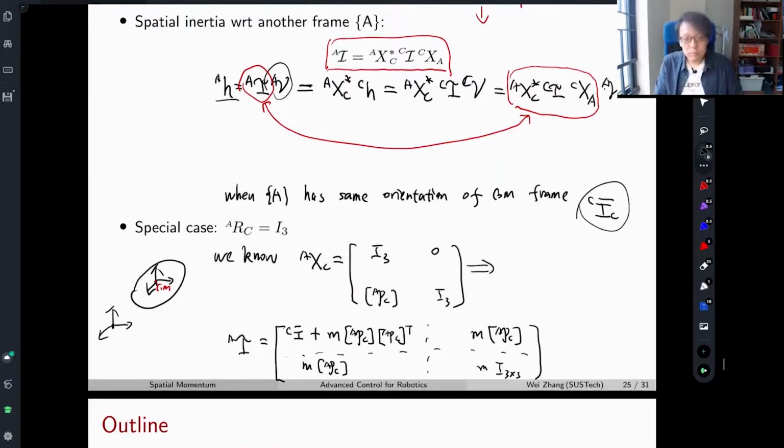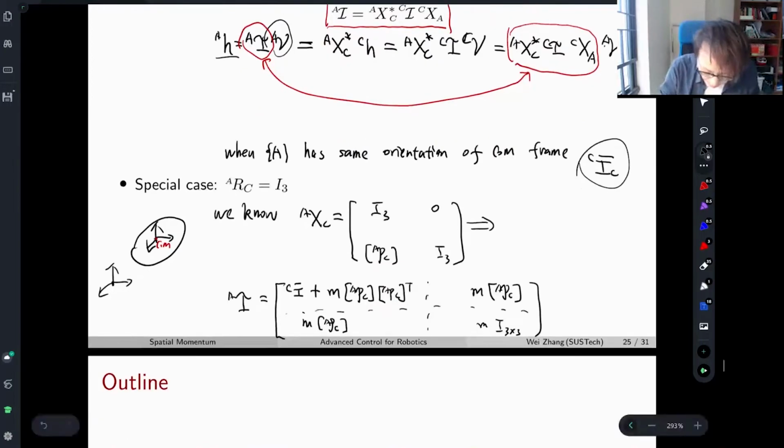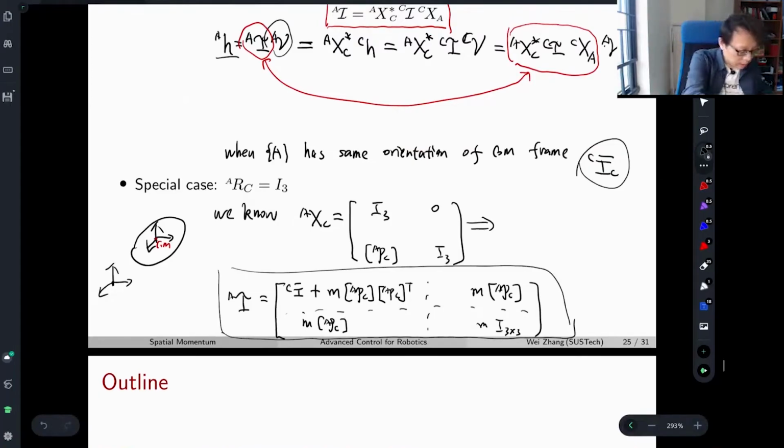Oftentimes, maybe we will do a Drake example next time, you may select your origin of the frame to express the inertial matrix at a frame whose origin is away from the center of mass. Then you need to know how to compute its inertial matrix. So this is an important result. You don't need to memorize it, but you need to be aware of it.